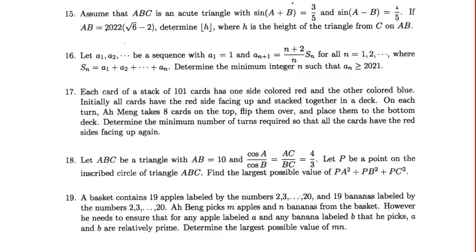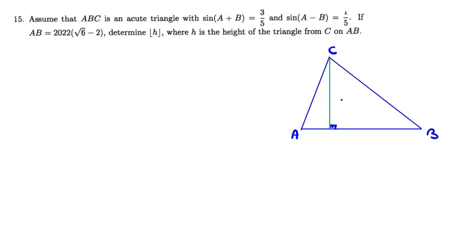SMO, Singapore Mathematical Olympiad 2021 open section first round, problem number 15. Assume that ABC is an acute triangle with sine(A plus B) equals 3 over 5 and sine(A minus B) equals 1 over 5. If AB equals 2022 times (root 6 minus 2), determine the floor of H, where H is the height of the triangle from C on AB. Okay, we call this one H, and for example the foot is C prime.